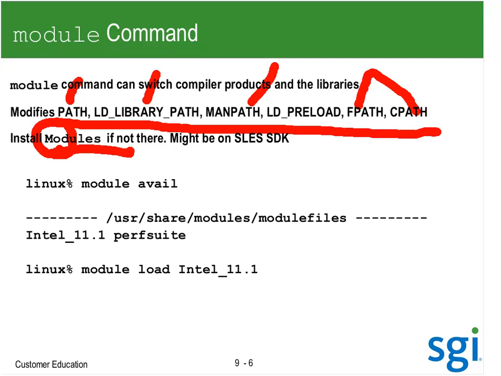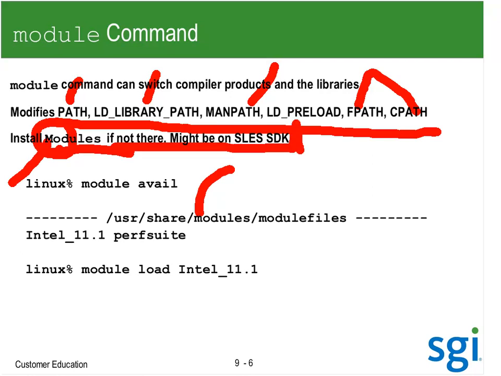And this, by the way, is a SLES path. If I'm on Red Hat, it's an uppercase M. So to me, this is a typo. So again, I got to load it if it's not there. It is part of the performance suite in the MPI to save time.